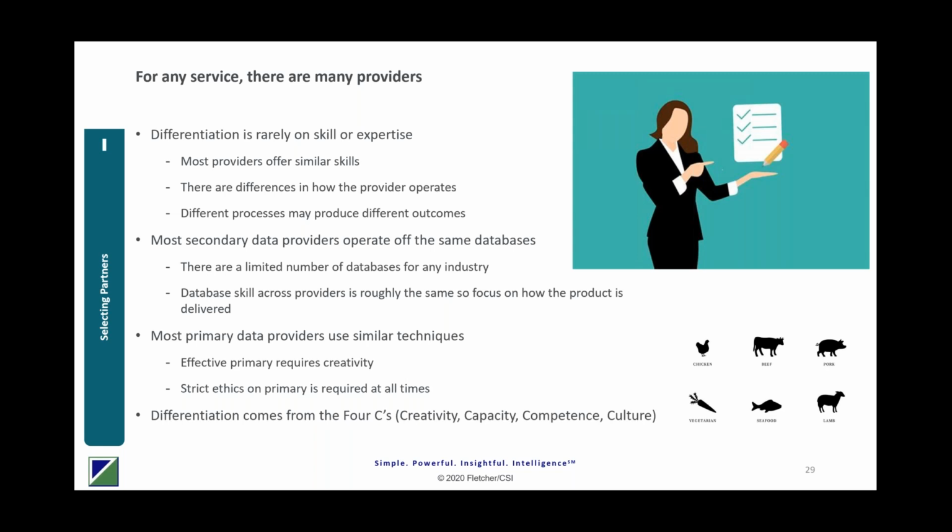Secondary data providers pretty much all use the same databases. So what you're looking at is the skill and how they deliver that product. How good are they at taking lots and lots of data sources and filtering it down to the narrow one? Differentiation, as I said, comes from those four C's: the creativity, the capacity, the competence, and the culture. Those need to match your requirements from a partner. They need to have the levels of creativity, competence, capacity, and culture that fit what you are looking for from that provider.